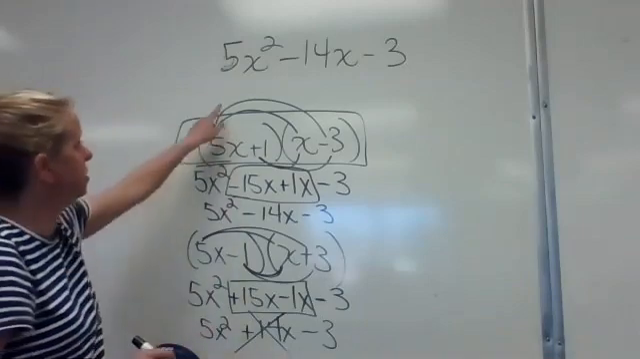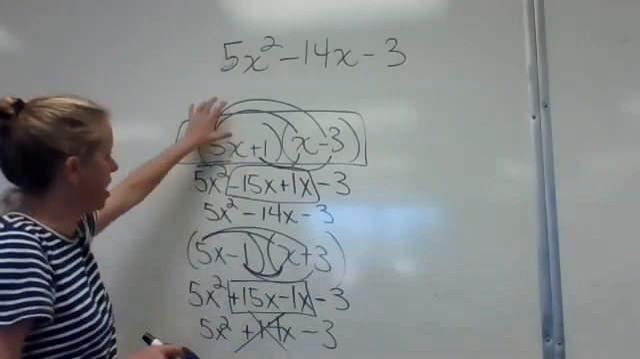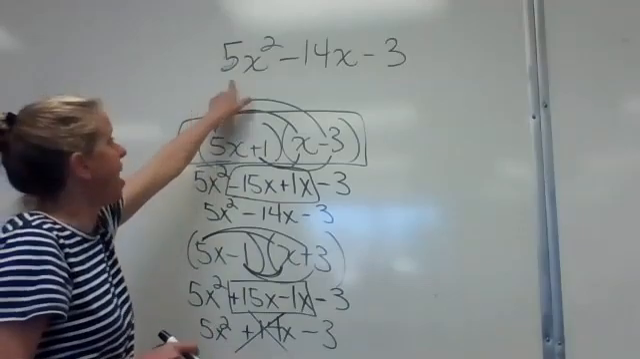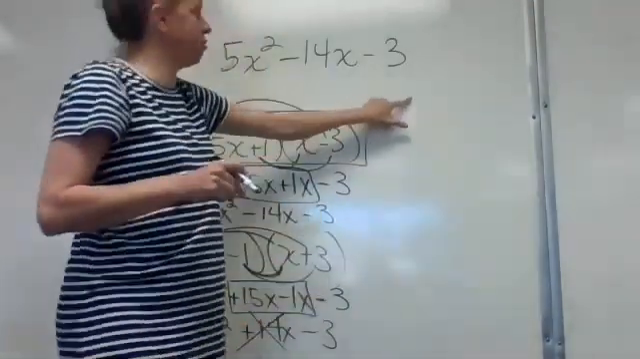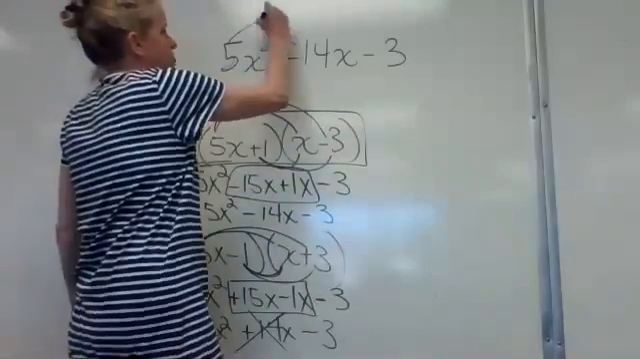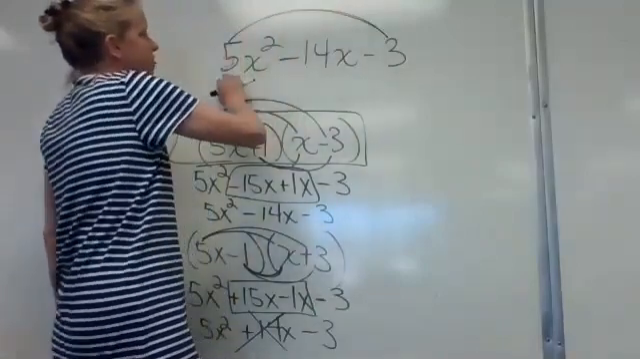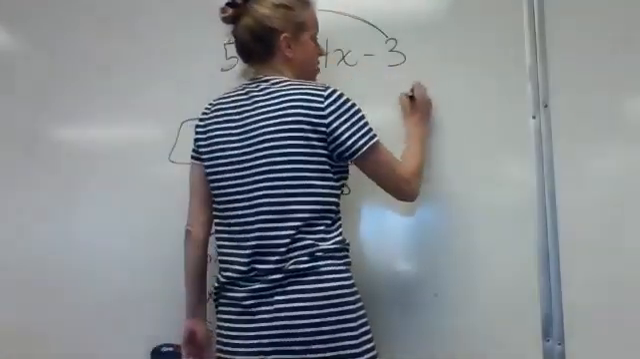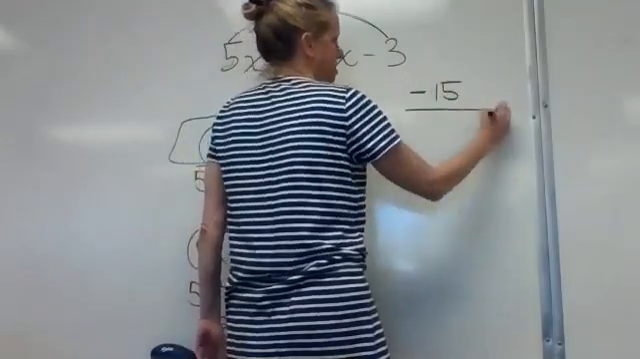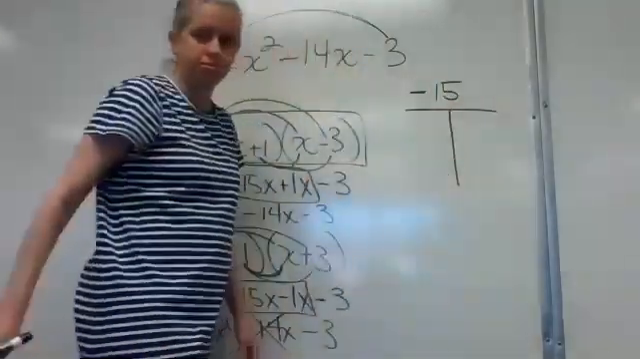Now, instead of FOILing both of those, I could have factored this the long method, like we learned on Thursday, where we multiply the outer. 5 times negative 3 gives me negative 15.